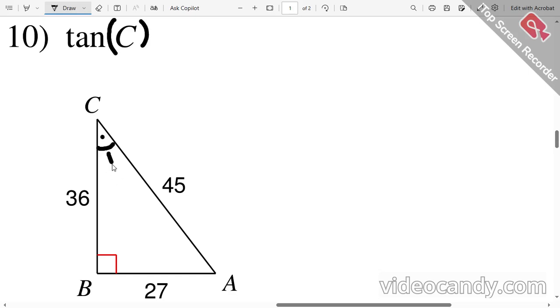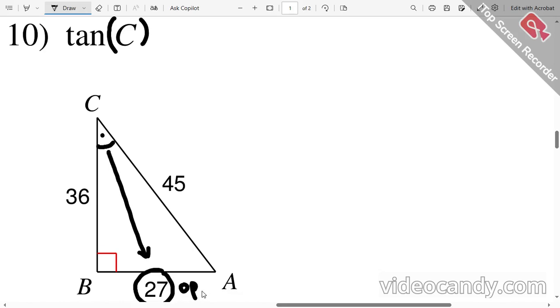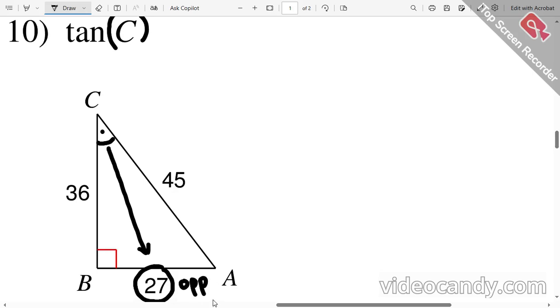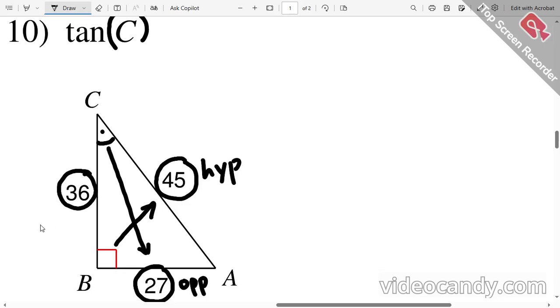Go across from angle to side. That side length is your opposite. I'll just write OPP. Across from your right angle is always the hypotenuse. And the side that's left over is your adjacent. In this case, we're using tan.